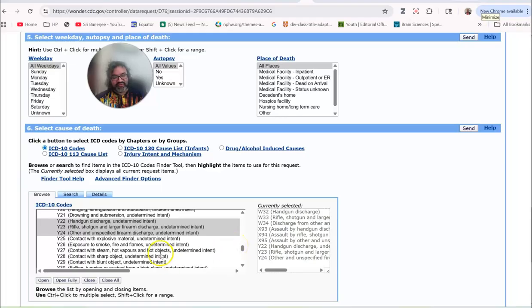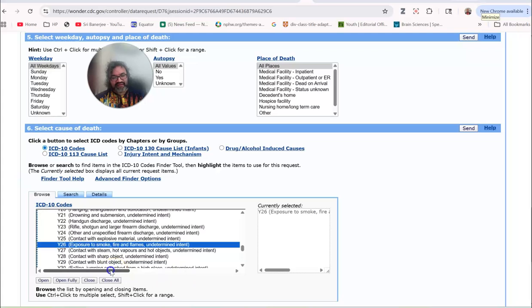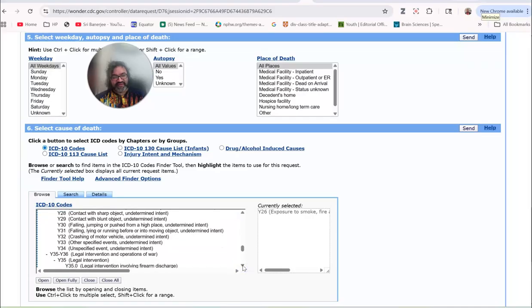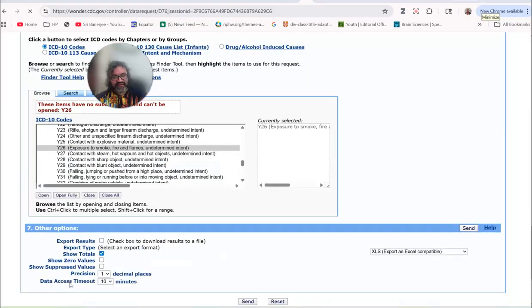And what you can do is, once you look at different categories of, for instance, gun violence, if we take a look at W32 to W34, then you can open fully, and then you're going to get the various data sets that are in here.